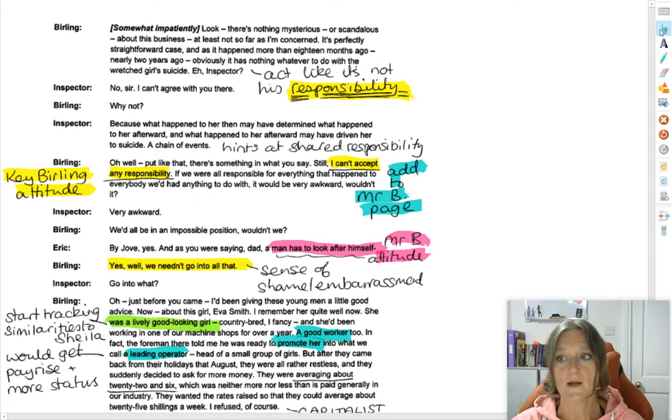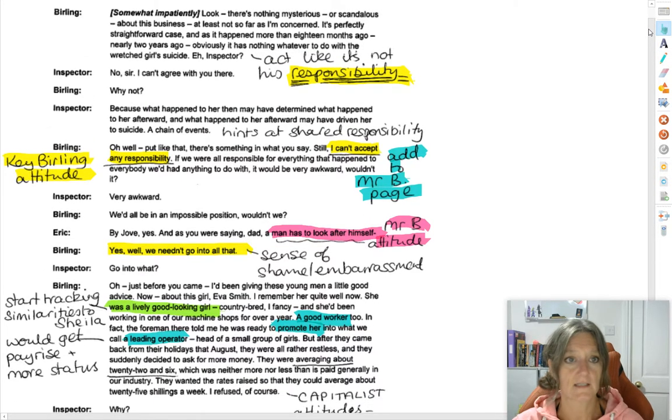Okay, so on this page, we really start getting into one of the big themes of the play, and that's the theme of responsibility. And we're back to our learning question here. What are Mr. Birling's attitudes? And he's got a really weird attitude towards responsibility. So let's see what's going on.